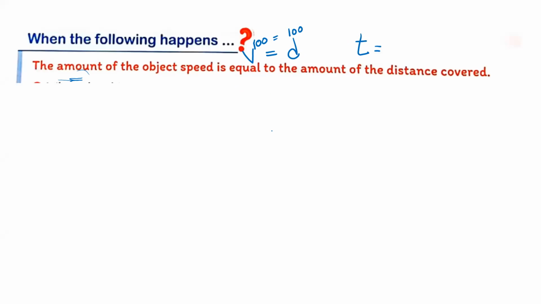When the time is, it will be 100 divided by 100. It will be 1. Excellent, very good. If the time is 1 hour or 1 minute or 1 second, any one. If the amount of the time is 1, it can be 1 hour, 1 second, 1 minute. So the velocity amount or the speed amount equals the distance amount.